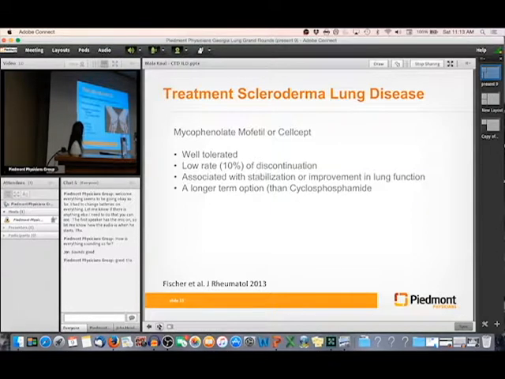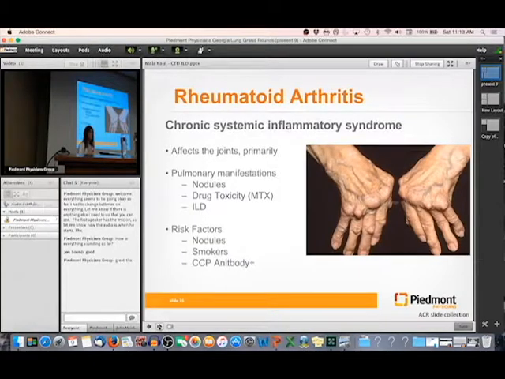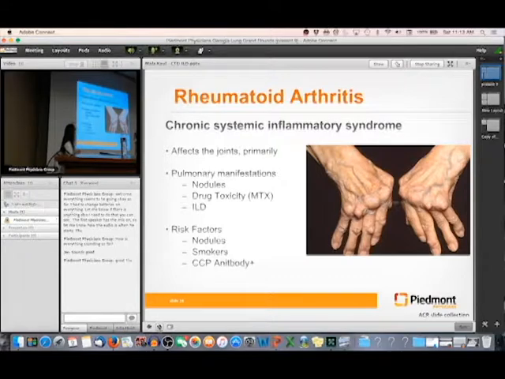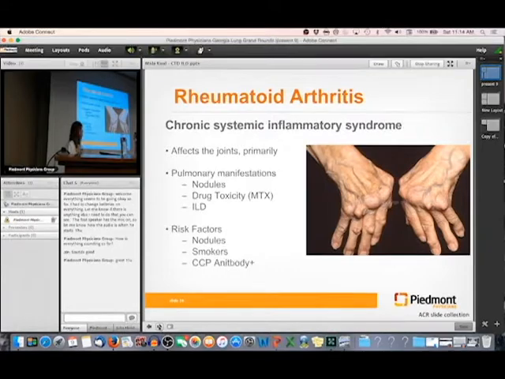So the next disease I wanted to talk about was rheumatoid arthritis. And in rheumatology, rheumatoid arthritis is the most common disease that we see. And it's a chronic systemic inflammatory syndrome that primarily affects the joints, the small joints of the fingers and the feet. But it can have systemic effects and affect the lungs, primarily by developing nodules in the lungs. You can also see that some of the drugs that we use to treat rheumatoid arthritis could cause toxicity in the lungs. And then also it can just independently cause an RA-associated ILD.